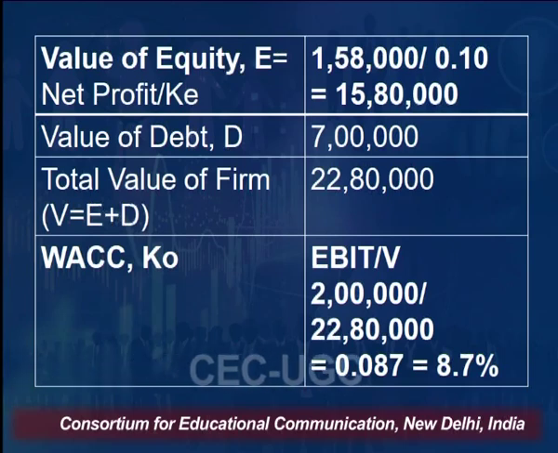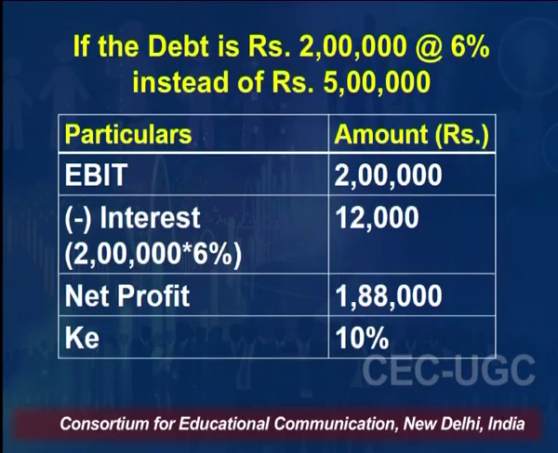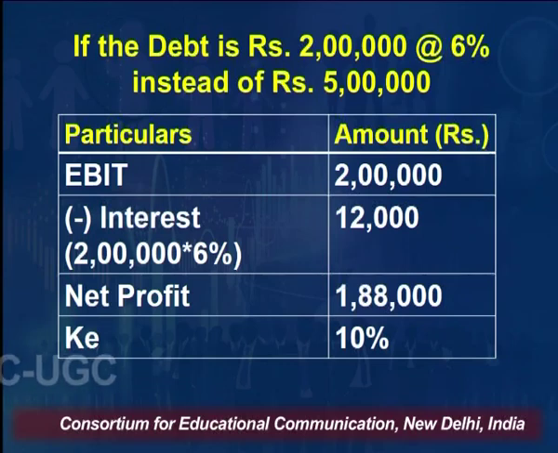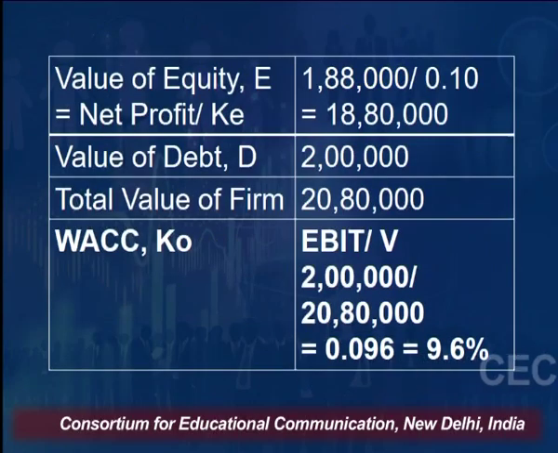is 8.7%. So, in the third case, when we have reduced the value of debt to 2 lakh instead of 5 lakh, now the interest will be 12,000 and the net profit is 1,88,000. Using these values, we will calculate value of equity, which is equal to 18,80,000. Value of debt is 2 lakh. Overall value of firm will be 20,80,000. And using these figures, we will calculate overall cost of capital, that is 9.6%.